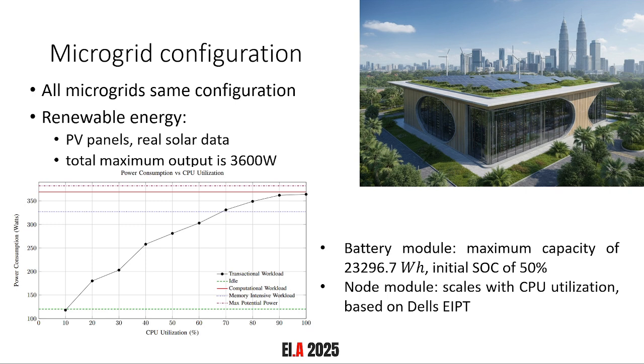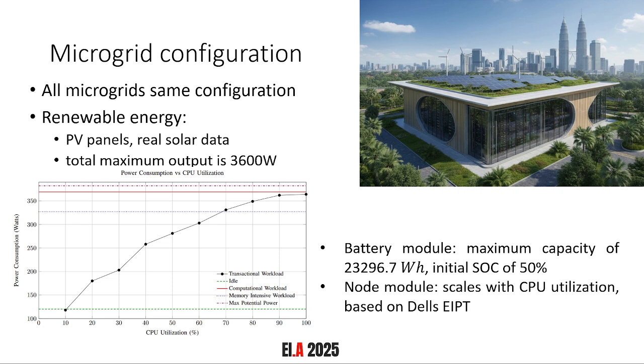Okay, microgrid configuration. All microgrids have the same configuration. All of them use photovoltaic panels to produce energy, and we'll use real solar data for each climate region. Each microgrid has got a battery module, and it's dimensioned to allow for a maximum capacity that corresponds to having a computational job of 10 hours being completed, since that is the size of the maximum job in the workload trace we are using. Initially, the total charge of the batteries will be 50%.